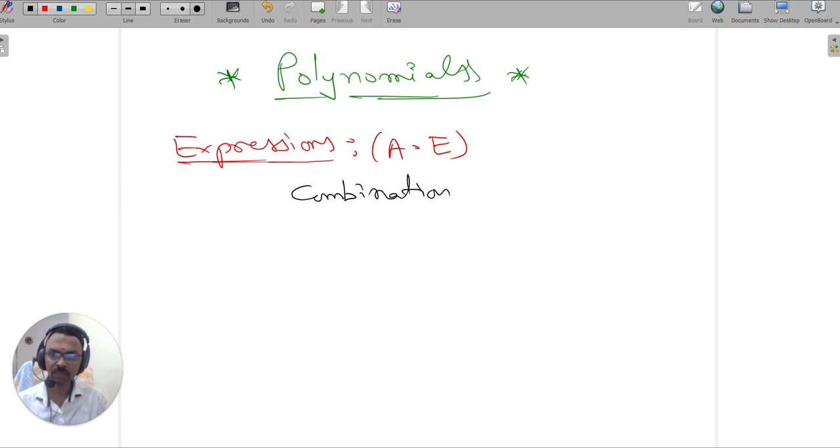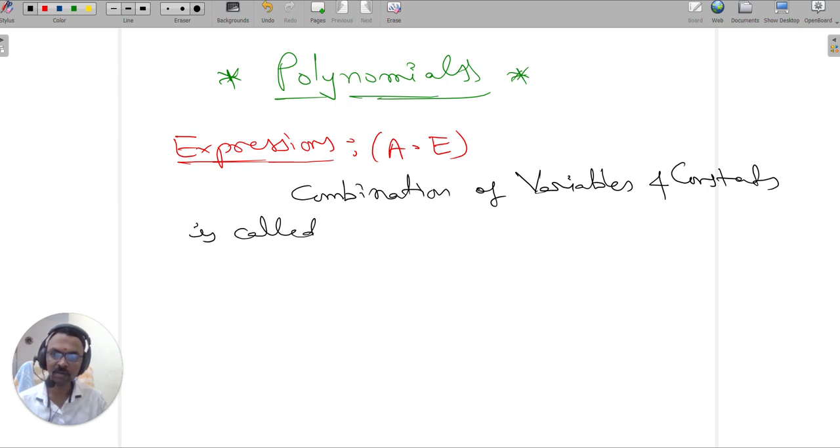a combination of variables and constants. A combination of variables and constants is called an expression. I think you understood. In this, the main concept is what is meant by combination.